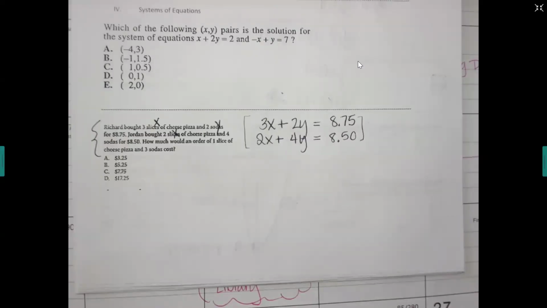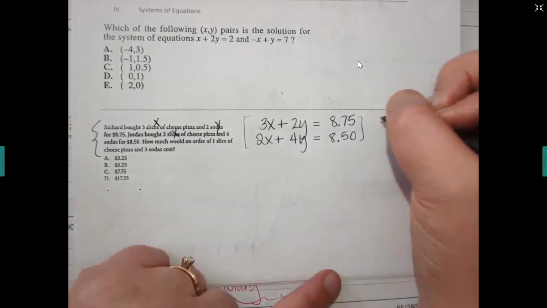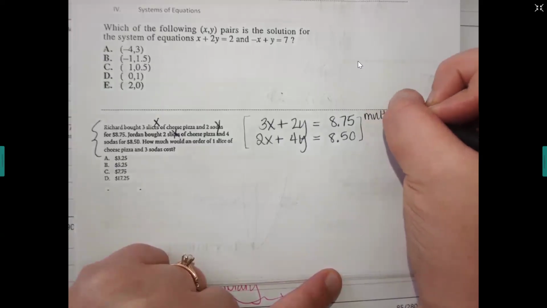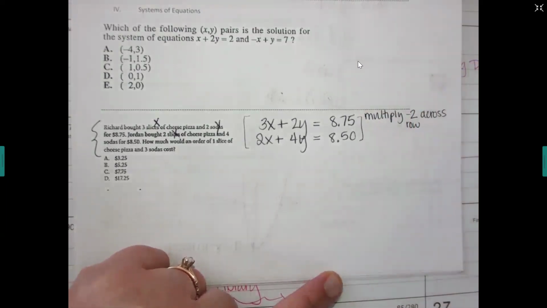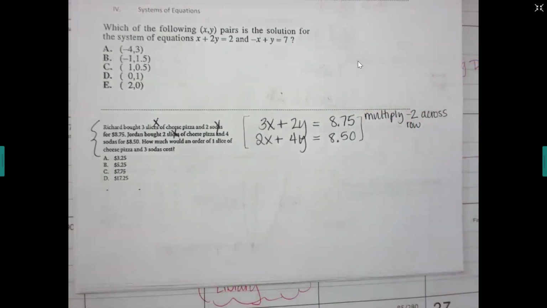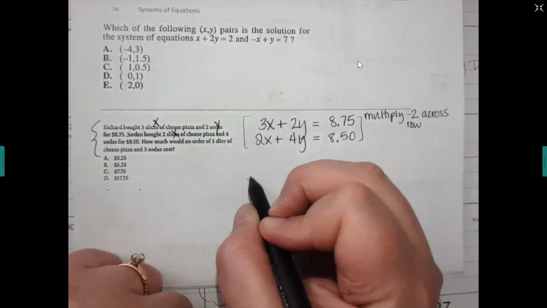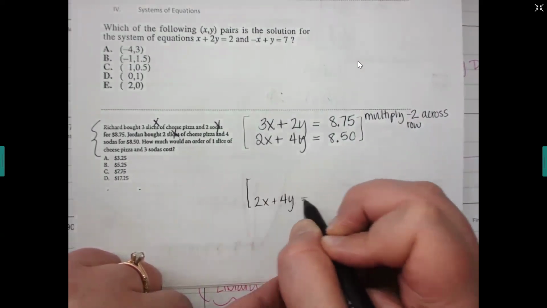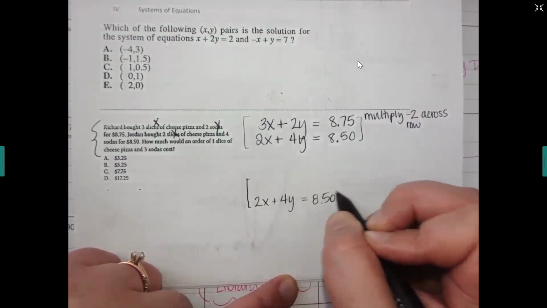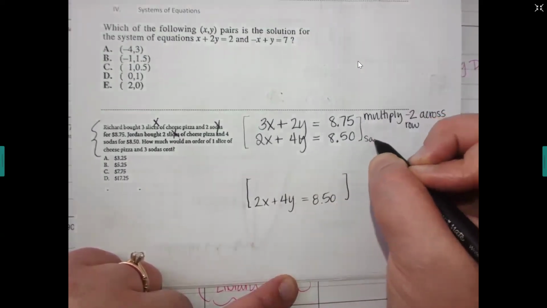-4y. I already have a 2y. So what would I need to multiply the top row by? -2. Okay, so multiply -2 across the whole row. Now, the bottom row, we're keeping it the same. So my 2x plus 4y, I'm just going to rewrite that, is 850. Okay, we're keeping that one the same.